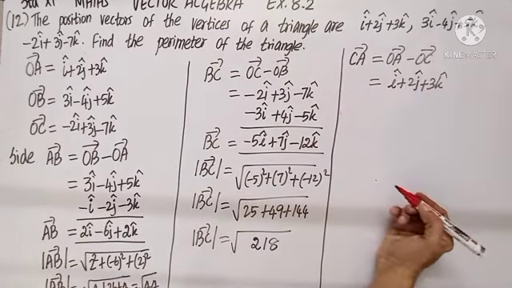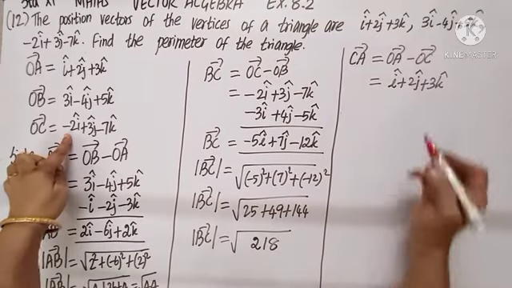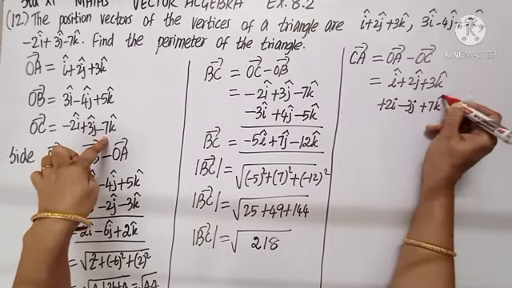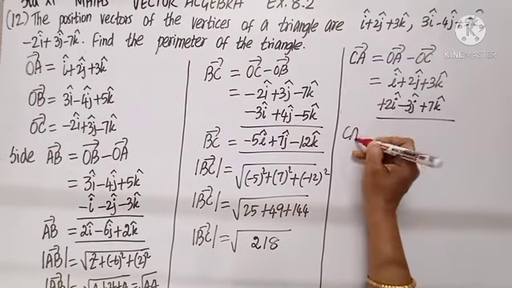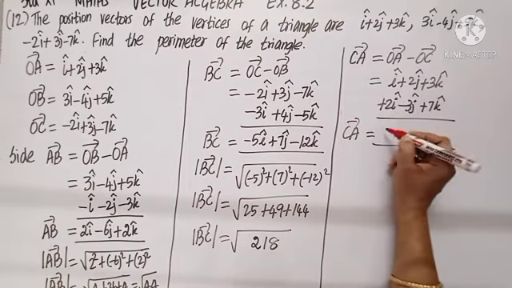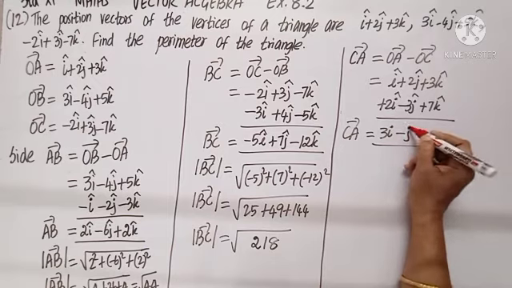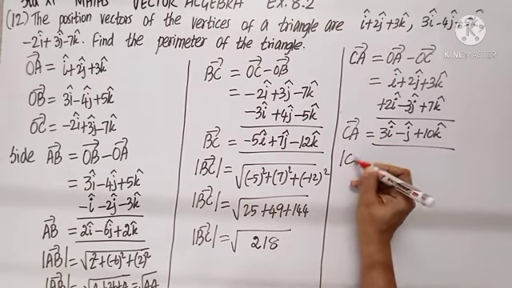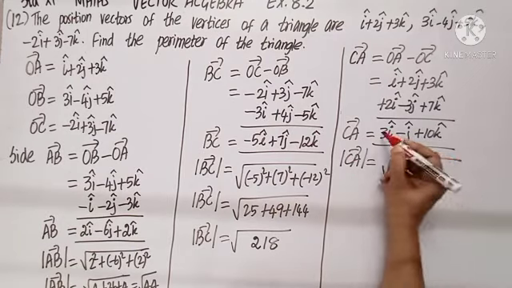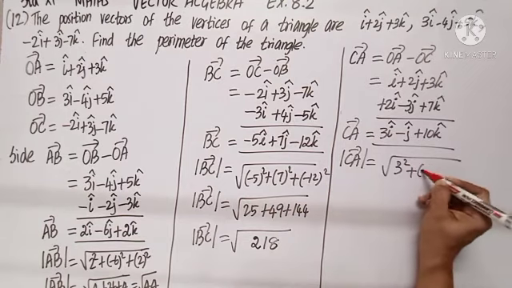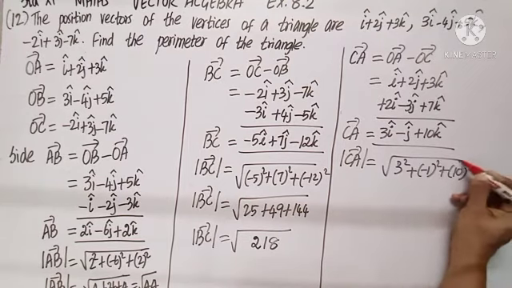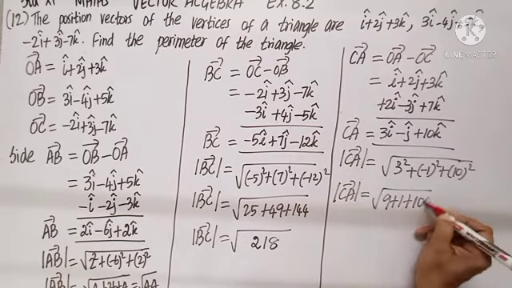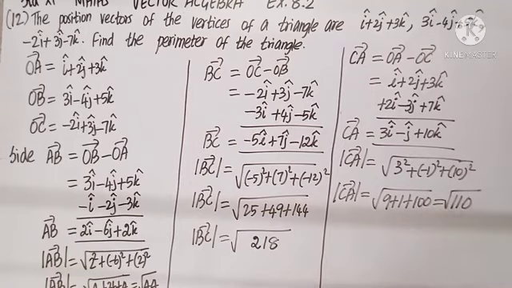Now I need minus OC. Let me change the symbol. Minus 2i becomes plus 2i, minus 3j, plus 7k. As we simplify, CA vector equals i plus 2i is 3i, 2j minus 3j is minus j, 3k plus 7k is 10k. And modulus is the square root of 3 squared plus minus 1 squared plus 10 squared. As I simplify, it is 9 plus 1 plus 100, that is root of 110.